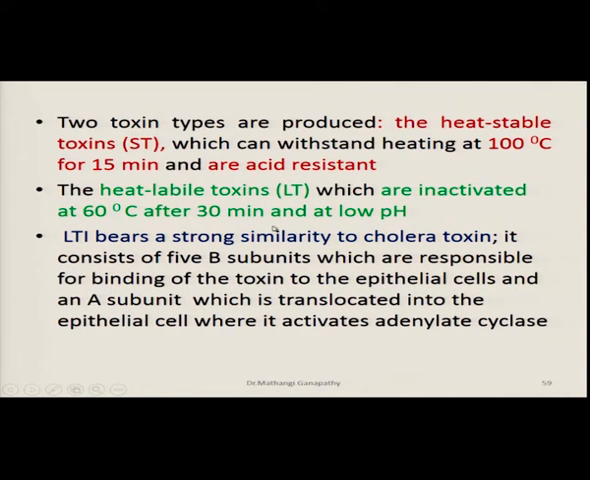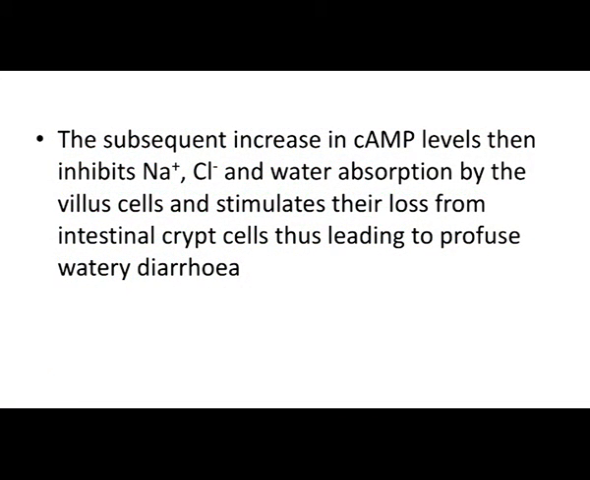The LT1 bears a strong similarity to the cholera toxin, that is, the heat labile toxin of ETEC is similar to the cholera toxin. It has 5 B subunits which are responsible for binding of the toxin to the epithelial cells, and the A subunit which is translocated into the epithelial cell, where it activates the adenylate cyclase, just like what the cholera toxin does. The activation of adenylate cyclase in turn increases the cAMP levels, which then inhibits the sodium and chloride and water absorption by the villi cells and stimulates their loss from the intestinal crypt cells, thus leading to watery diarrhea. Two types of heat stable toxins have been recognized.